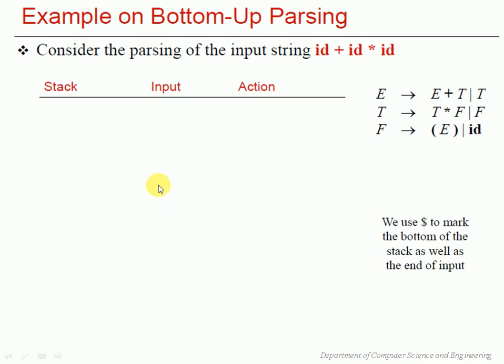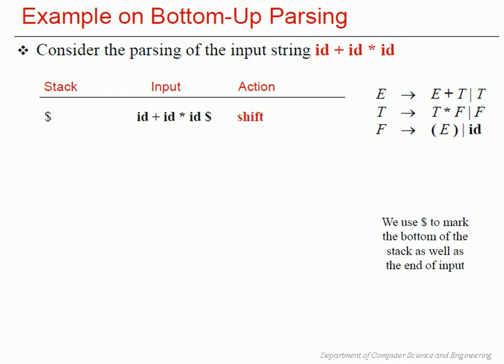Let us see an example. The input string, suppose, is id plus id star id, and we have this grammar, which we have already seen. Two things to note: dollar is used to mark the bottom of the stack, and in the input buffer the rightmost end is also marked with dollar. So we have stack, input, and action, and we will parse id plus id star id using shift reduce parsing.